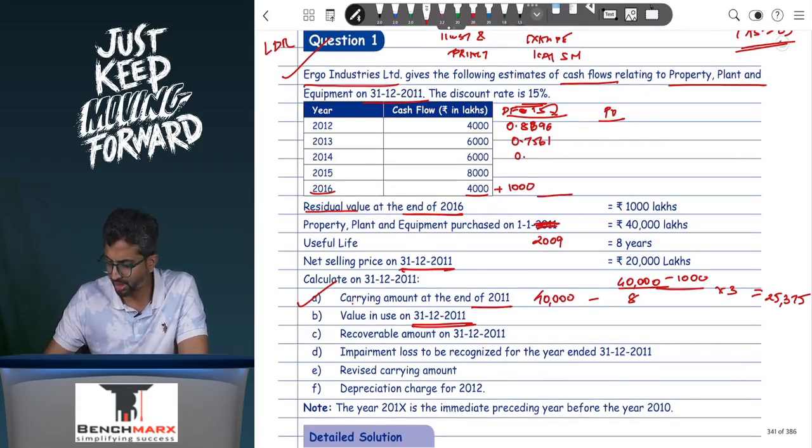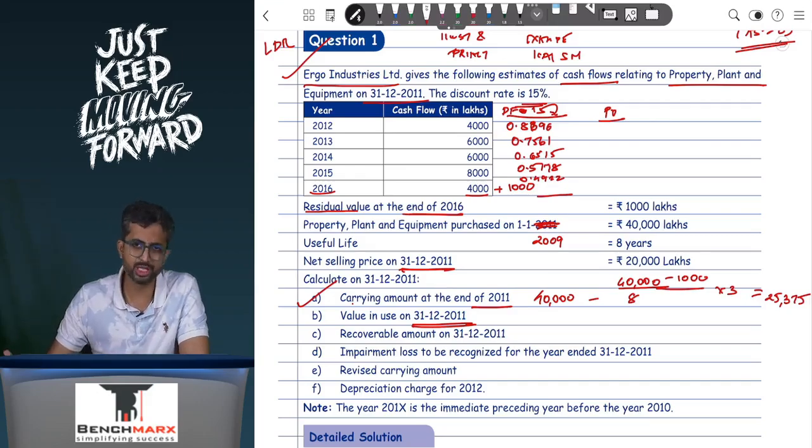So over here 1 divided by 1.15 gives the discount factors. So you will multiply 4,000 with 0.8696 plus 6,000 with 0.7561 plus 6,000 into 0.6575 plus 8,000 into 0.5718 plus 5,000 at the end into 0.4972.